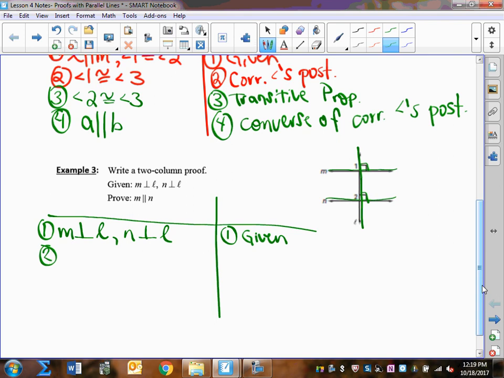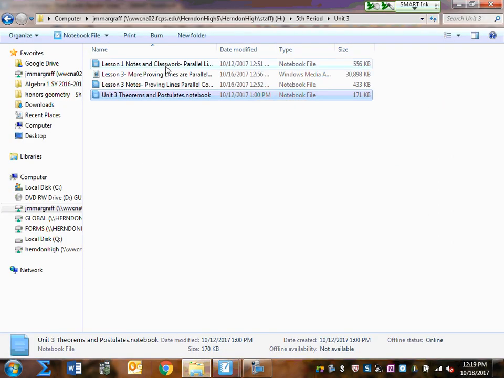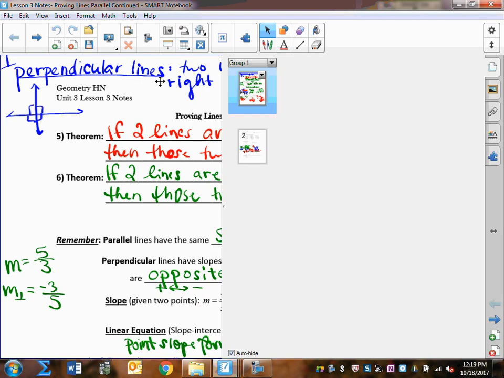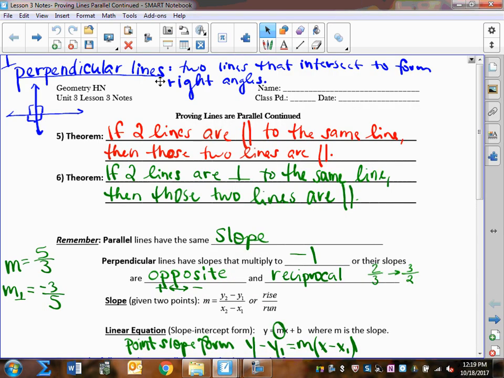So perpendicular lines form right angles, okay? Remember that was our definition we wrote at the top of our notes last time. Pull it up. So the definition of perpendicular lines tells us two lines that meet to form right angles, and we know it's going to form four of them. Here we are: two lines that intersect to form right angles. Now it's extremely important you recognize it says that we form right angles. It doesn't say anything about 90 degrees, just that they're right angles.